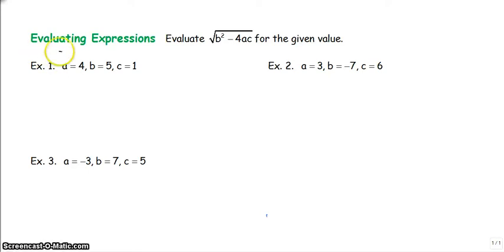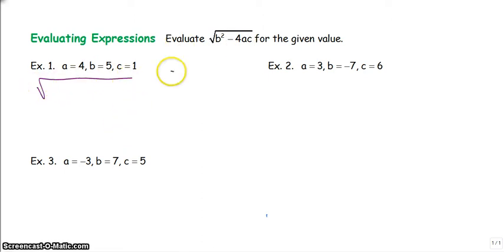Time for evaluating expressions. In this set of problems, we are going to evaluate the square root of the quantity b squared minus 4ac. To do this, I'm giving an a, b, and a c. I am going to substitute those values into the square root of b squared minus 4ac, what I'm looking for.